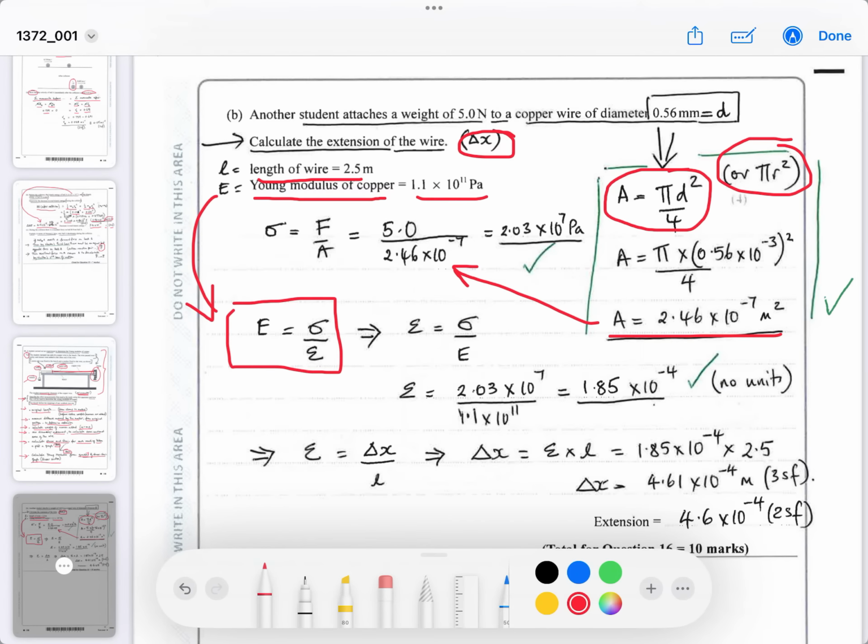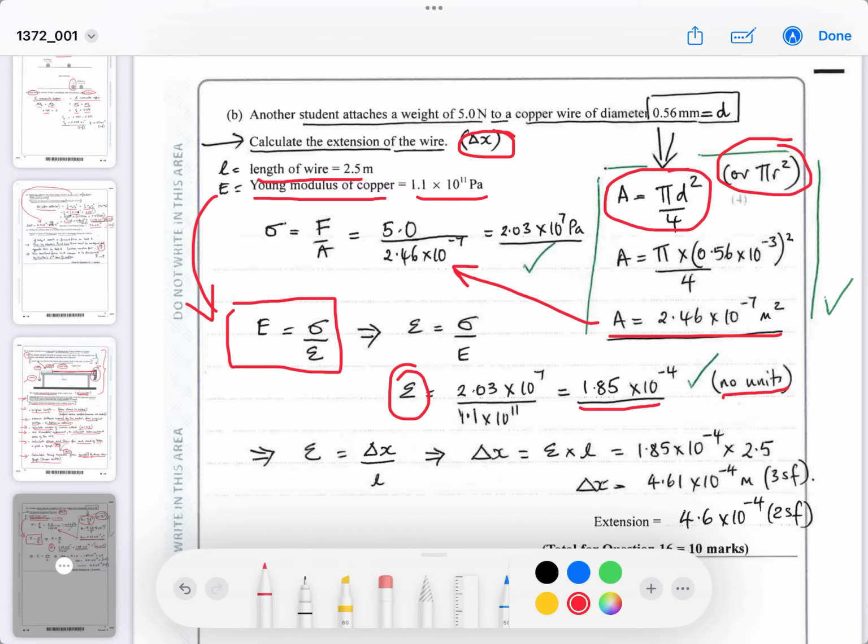We know the stress is given to us in the calculation above. We don't know the strain, so we want to work out the strain. Yes, the strain is the stress divided by Young's modulus. If you change the subject of the equation, you can then put it in, and you work out that the strain for that stress for copper would be 1.85 times 10 to the minus 4, and it has no units, and has to 3 significant figures.